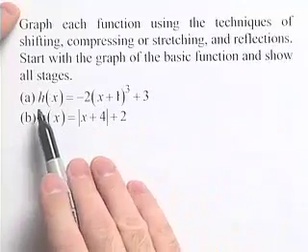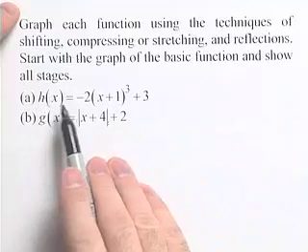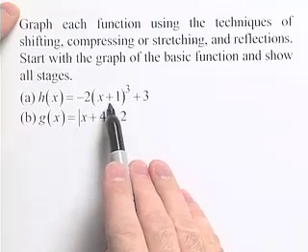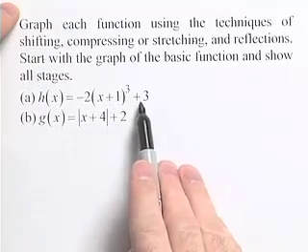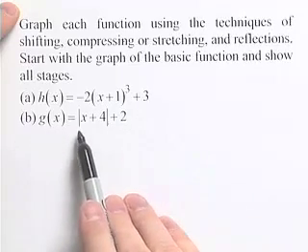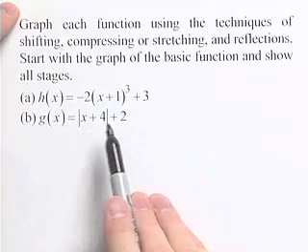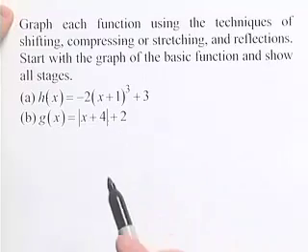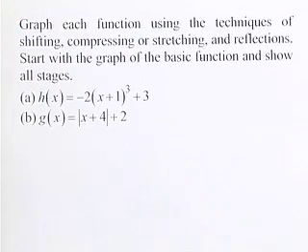We have two parts. The first part, we want to graph h of x equals -2 times the quantity x plus 1 cubed, and then plus 3. And in the second part, we want to graph g of x equals the absolute value of x plus 4, plus 2. We're going to begin with part A.